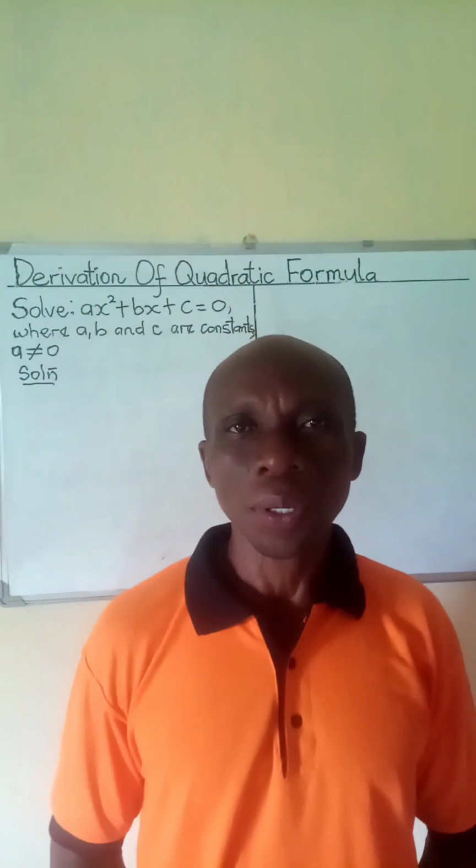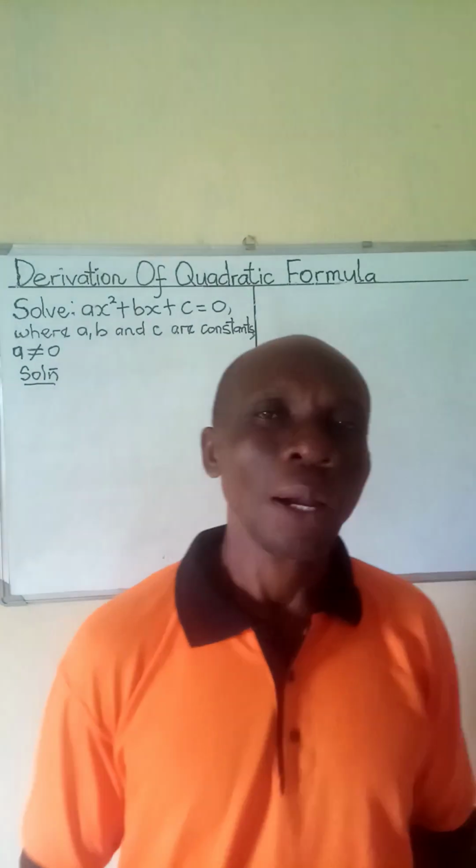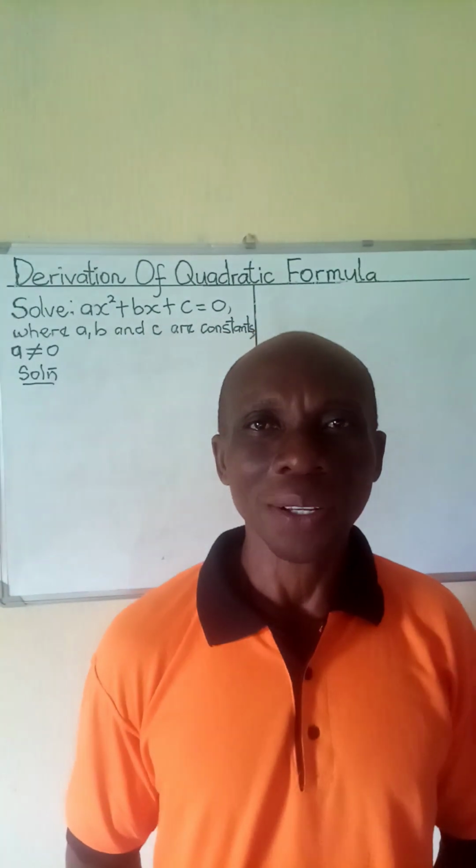Welcome. Today we shall be deriving the quadratic formula, what some persons call the almighty formula. And we will be using the method of completing the square to derive it.